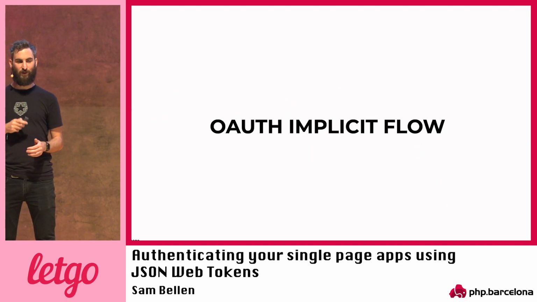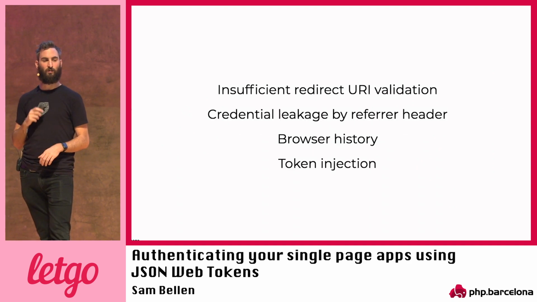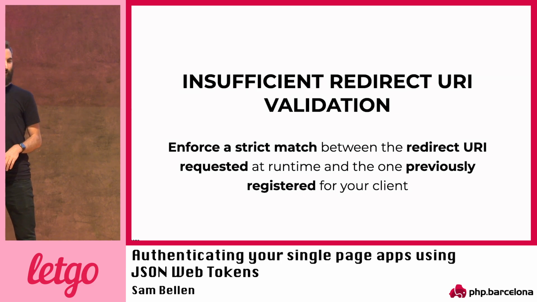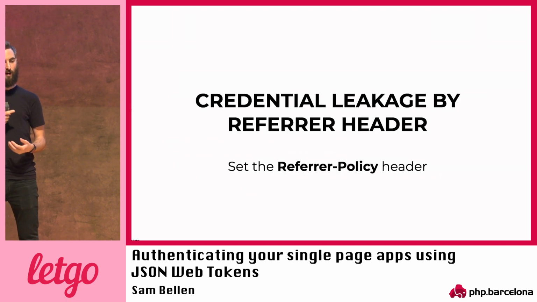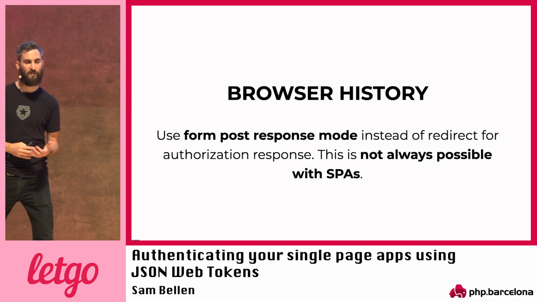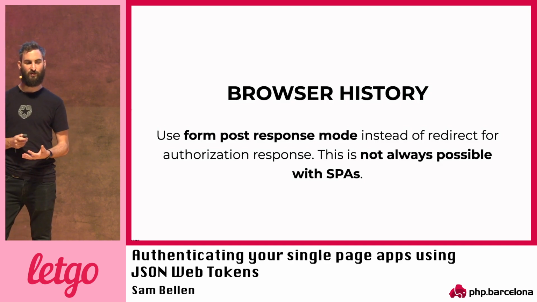And then you can just use your access token to do whatever you want to do. This was, however, using the implicit flow of auth. There's a few vulnerabilities with it: insufficient redirect URI validation, credential leakage, browser history, and token injection. You can mitigate most of them, so you can enforce a strict match between the redirect URI and the one you probably registered when you registered an auth client with a certain service. You can use the referrer policy header to mitigate the credential leakage by referrer header. And you might be able to do form posts instead of redirects to get your tokens back. But not all of it is as secure as we would like with modern-day single-page applications.